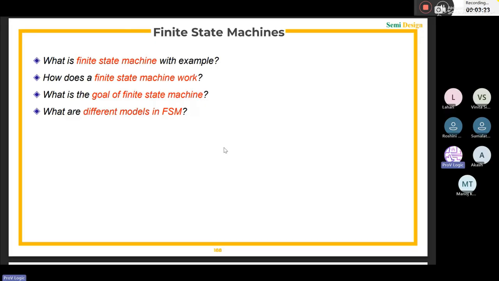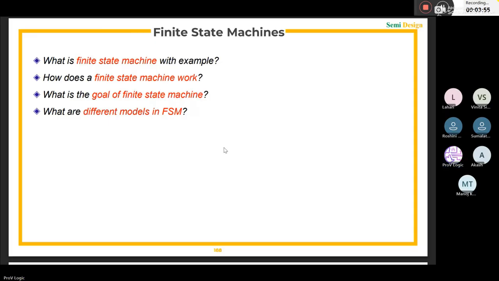And which one is mostly preferred, either Mealy or Moore? Moore only. Why? Because it depends on the present state, not on the present input, right? It is an advantage for us. If any combinational feedback loop is there, there are chances of unpredictable output, so Moore is more preferable.